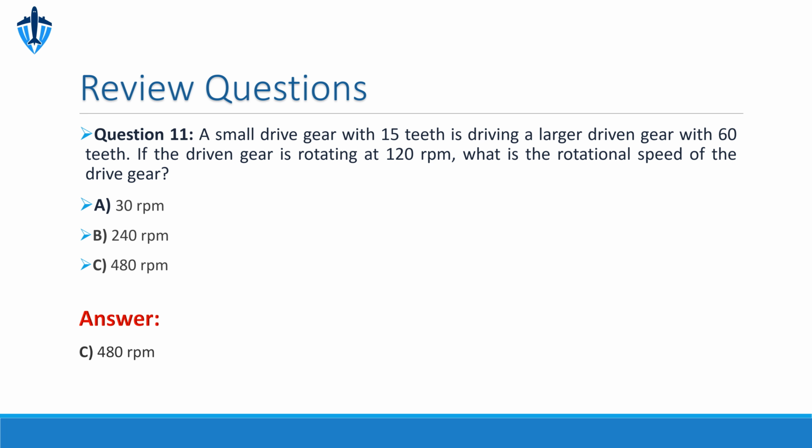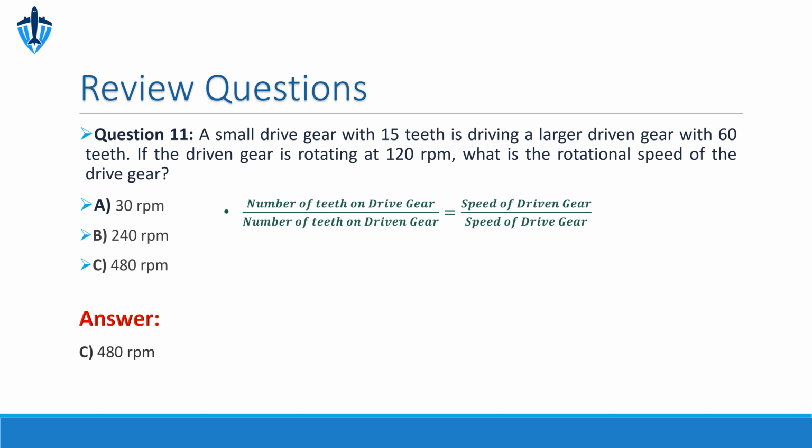480 RPM. To solve this, we use the relationship between the number of teeth and the rotational speed, which is described as the inverse of the gear ratio. The principle is number of teeth on drive gear divided by number of teeth on driven gear equals speed of driven gear divided by speed of drive gear. Let's plug in the given values. Teeth on drive gear equals 15. Teeth on driven gear equals 60. Speed of driven gear equals 120 RPM. Speed of drive gear equals unknown, let's call it S drive.